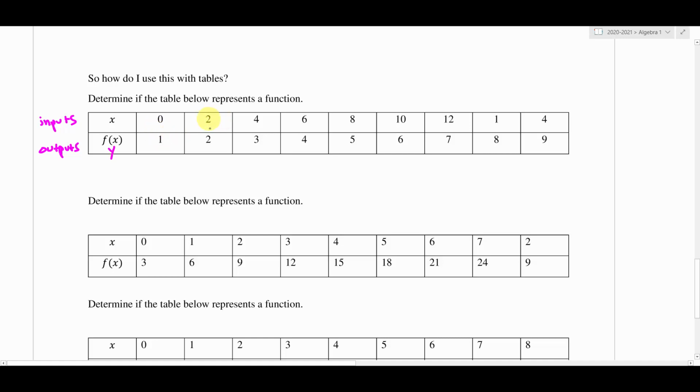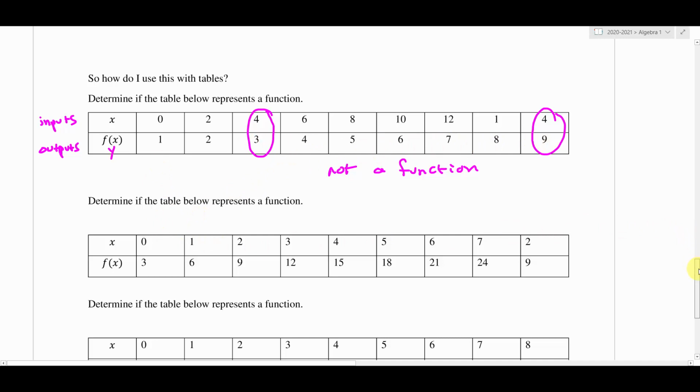Okay, so same thing for 2, right? 2 goes to 2. I don't see 2 pop up again in that first row, so as far as I can tell, 2 only goes to one output. Now 4 goes to 3, right? So put a 4 into the function, 3 comes out, and I look through my table, and here's another 4 over here, and this time it goes to 9. So when I look at this, here 4 goes to 3, and over here 4 goes to 9. This is not a function, because I have an input, right? This input of 4 goes to 2 different numbers. Can't have that, so it's not a function.